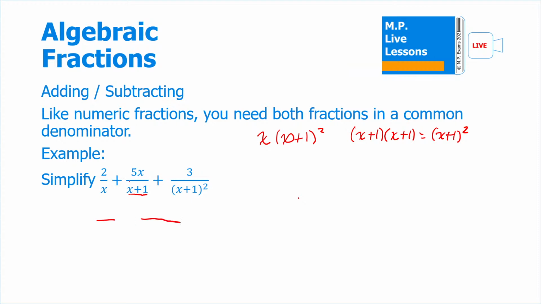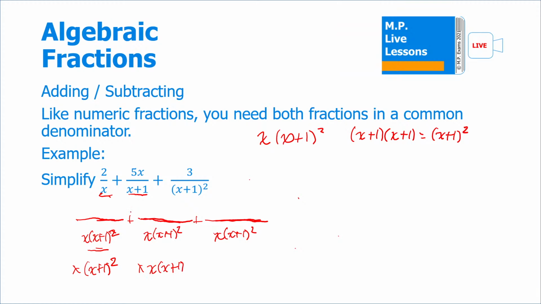So we write down the fractions again underneath, but with the new common denominator. And we just need to figure out what to multiply each fraction by on the denominator to get from, for example, let's say x to x times x plus 1 squared. This will be multiplied by x plus 1 squared. This will be multiplied by x. It will be multiplied by just x.